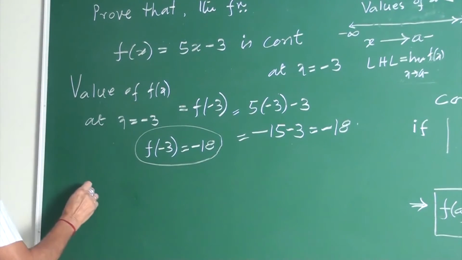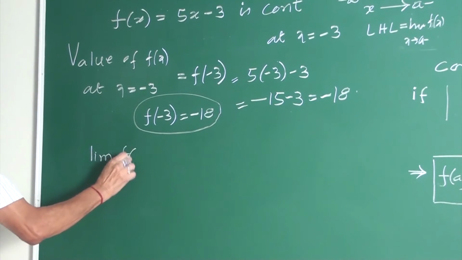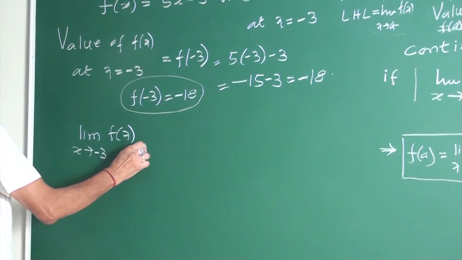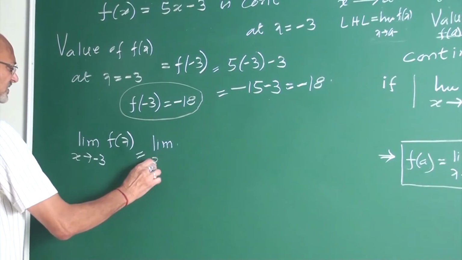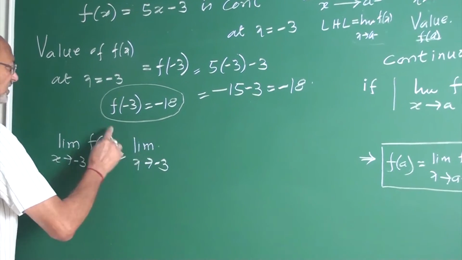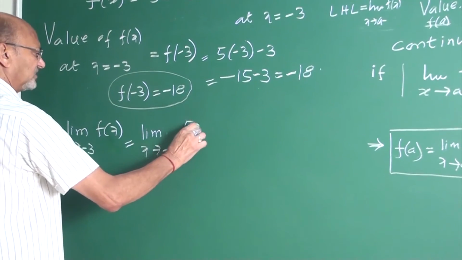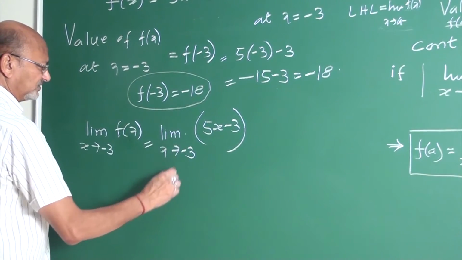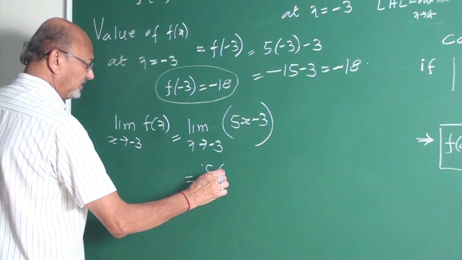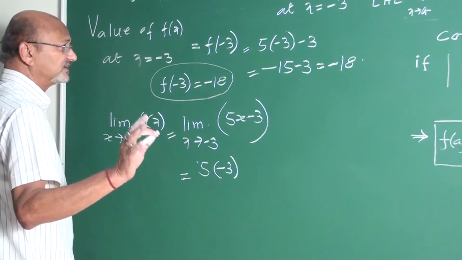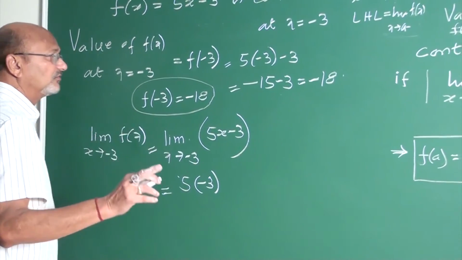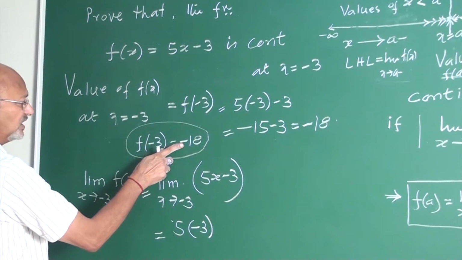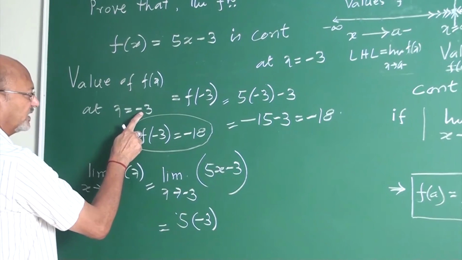This is the value. Next, you have to find the limit. Limit of f(x) as x tends to minus 3. What is f(x)? f(x) is 5x minus 3. What is this? You have to put the limiting value of x. My friends, I explained actual value and limiting value. Now, if you put x equal to directly, it is a functional value, the value of the function at x equal to minus 3, only one.